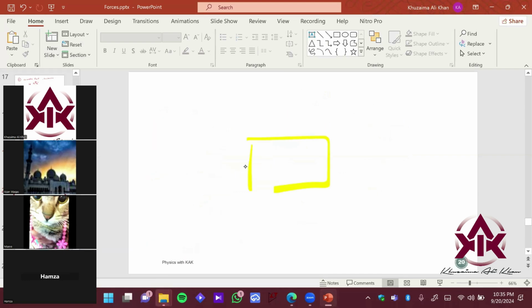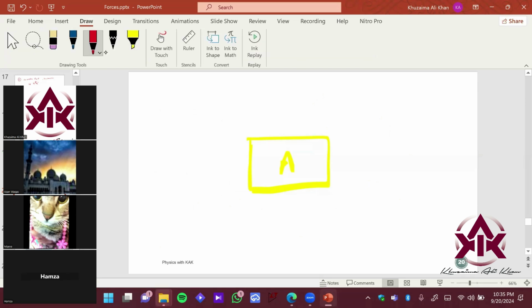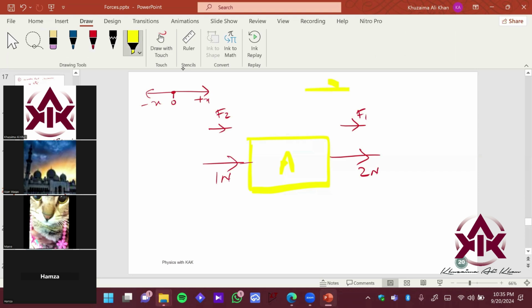You have a block over here, right? And you have one force in this direction, that is 2 newtons. You have one force in this direction, 1 newton. Imagine this is force 1 and this is force 2, right? This is the center point of your x-axis, so this is the positive x direction and this is the negative x direction. If any motion is in this direction, we consider it a positive value, right?